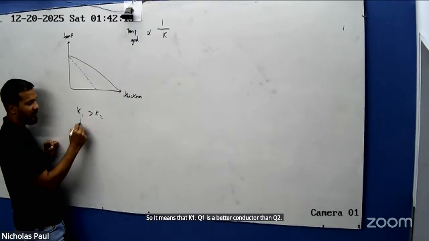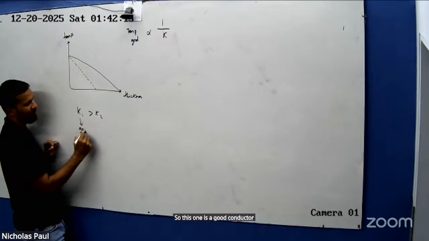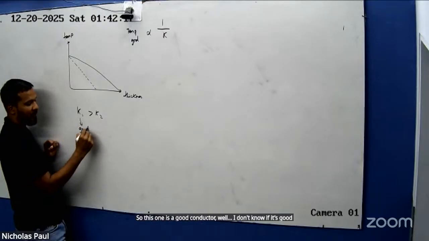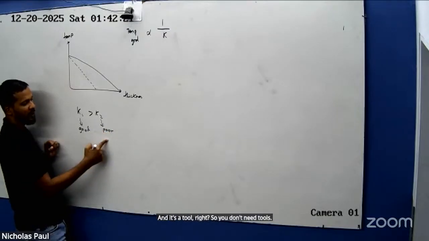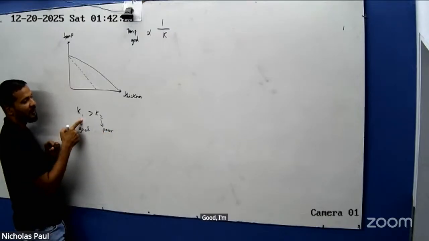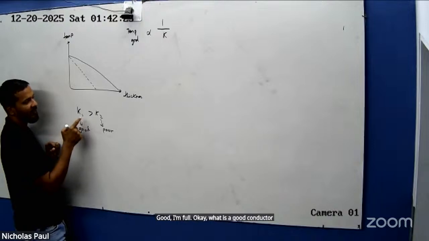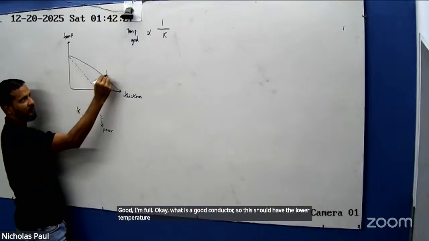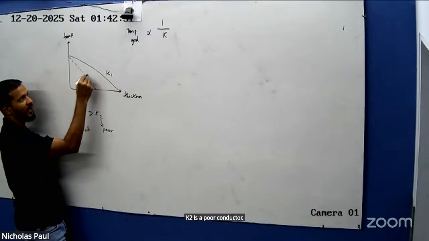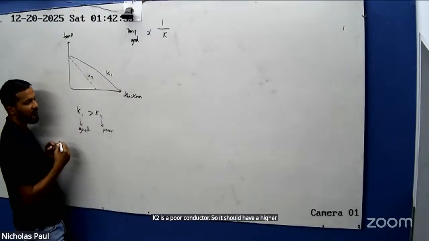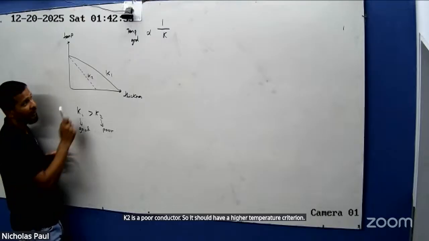So this one is a good conductor. Well, I don't know if it's good, but better. And the other is poor, right? So I'm using these two words, good and poor. K1 is a good conductor, so this should have the lower temperature gradient. K2 is a poor conductor, so it should have a higher temperature gradient. So your graphs will look like that.